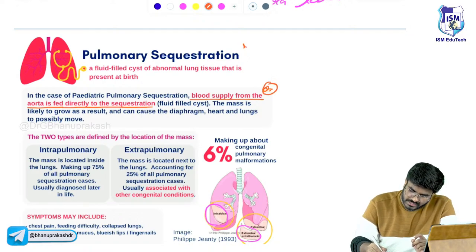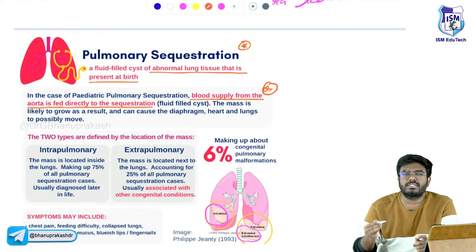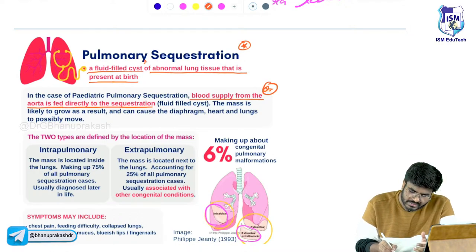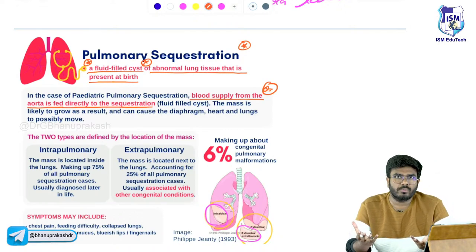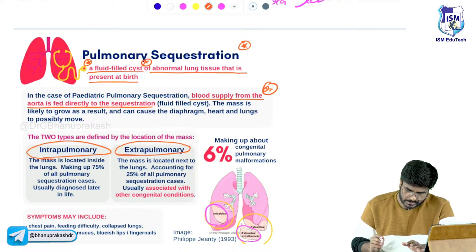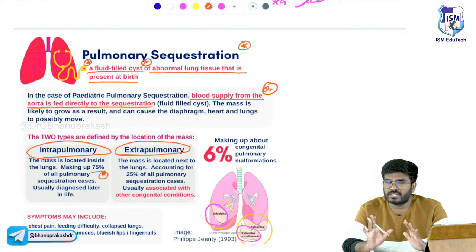So what is bronchopulmonary sequestration? Simple. It is abnormal lung tissue that is present at birth. The air is not going into that lung tissue, so usually it is going to be filled with fluid. So it's a fluid-filled cyst, looking like a tissue with a lot of fluid in it. Two types, intrapulmonary and extrapulmonary. Intrapulmonary is more common. If you know this much, it is enough. Simple: extra lung tissue, that is bronchopulmonary sequestration, receives blood directly from the aorta.